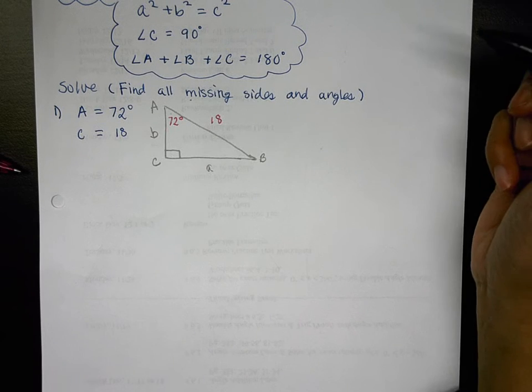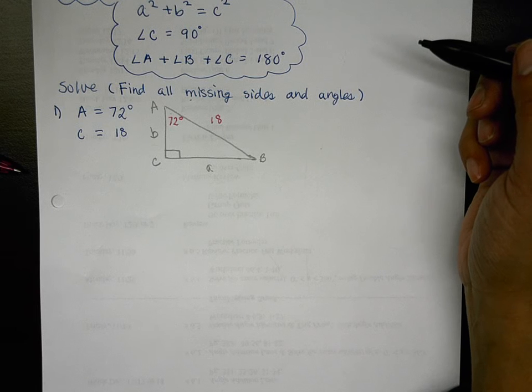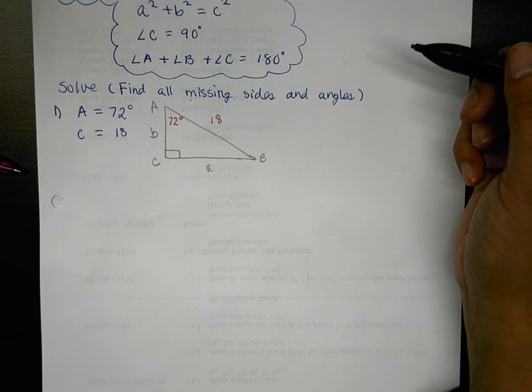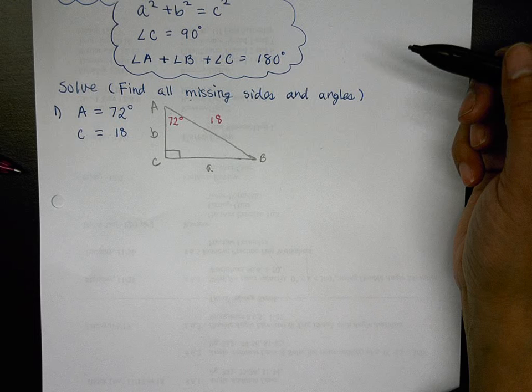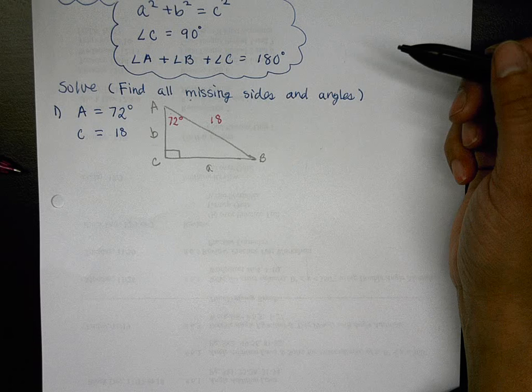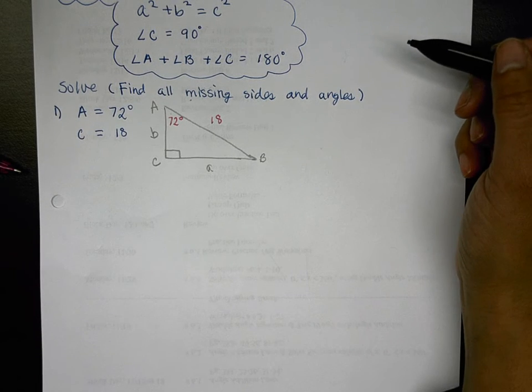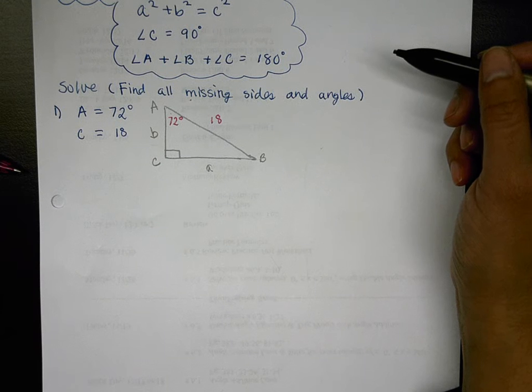And I use lowercase letters to represent sides. Opposite angle A is side A. Opposite angle B is side B. Any questions on how I labeled all of that? Questions? No questions?